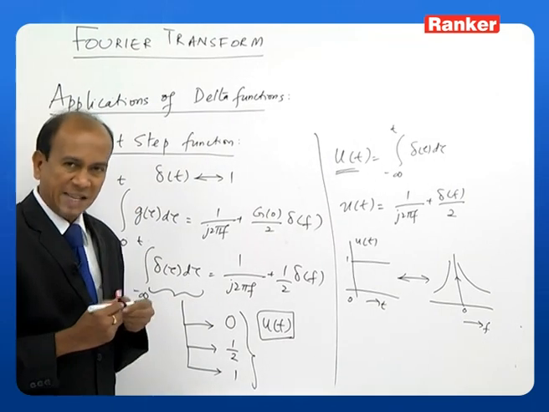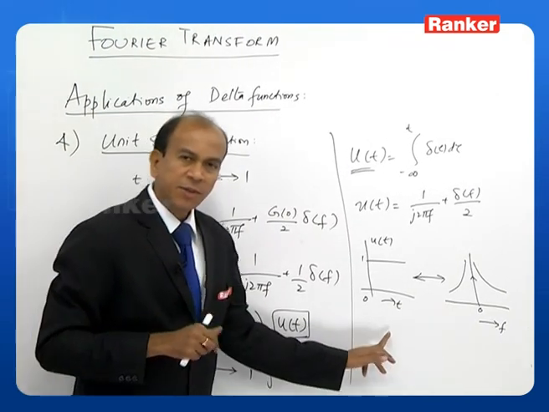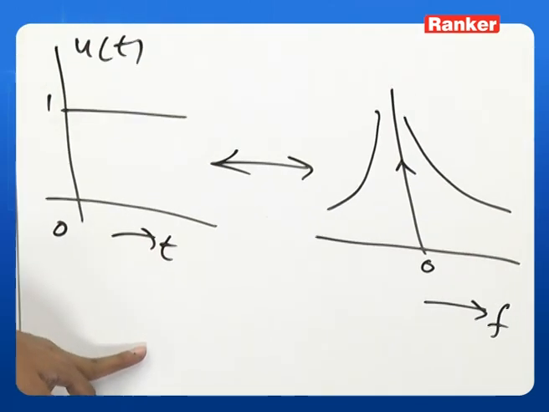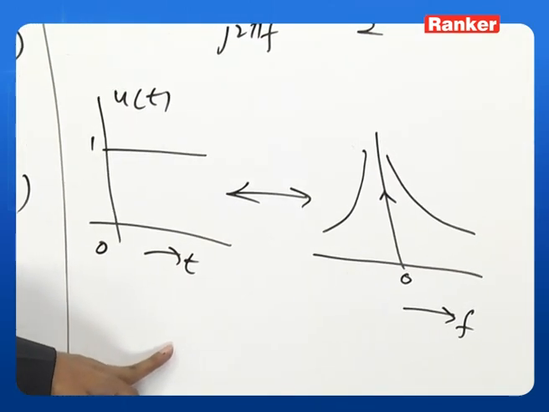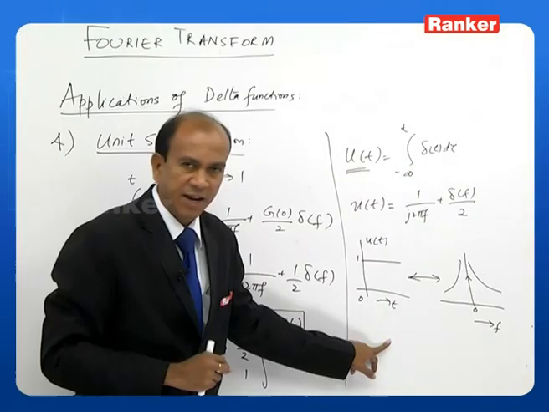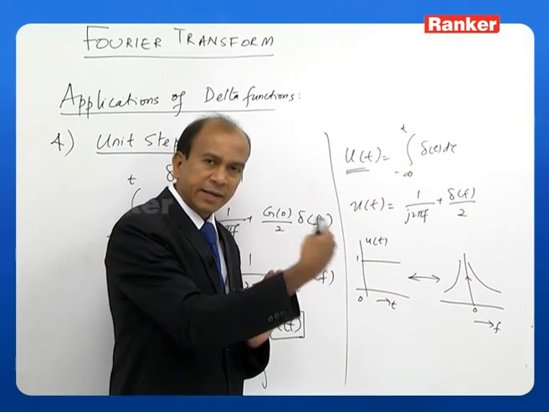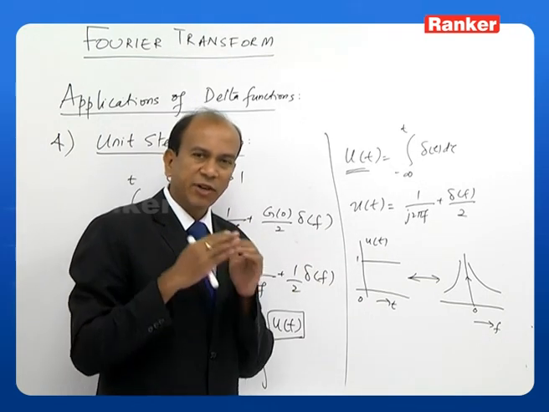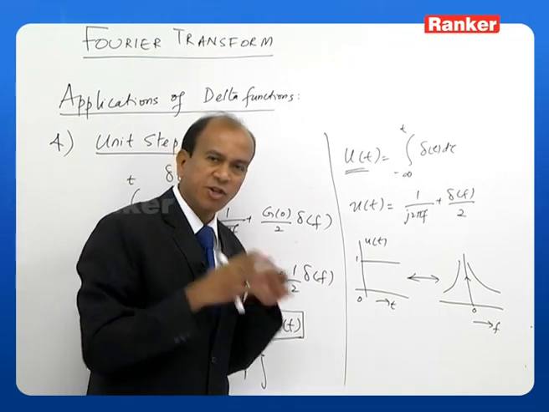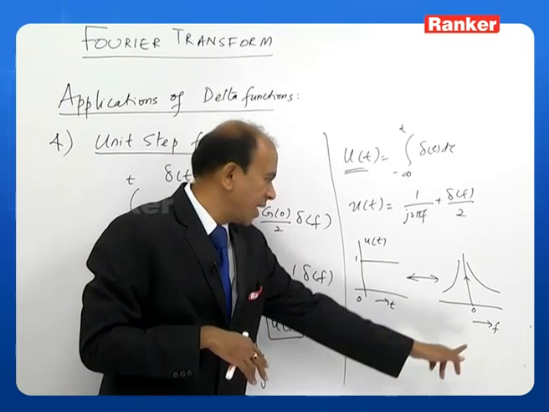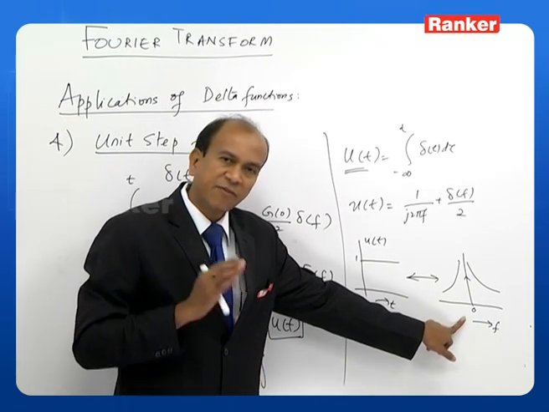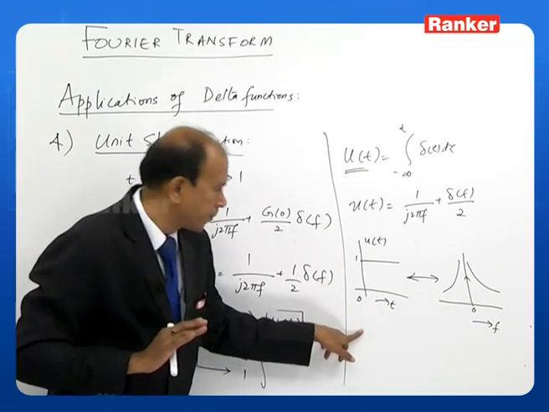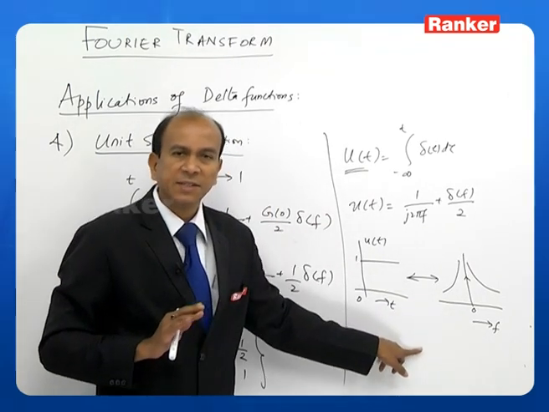If you look at this clearly, the unit step function will have a delta function existing at 0. That is the importance of a unit step function here. Whenever you take the frequency domain representation of the unit step function, in the Fourier transform it will invariably have a delta function at 0. So, this is the significance of the unit step function.